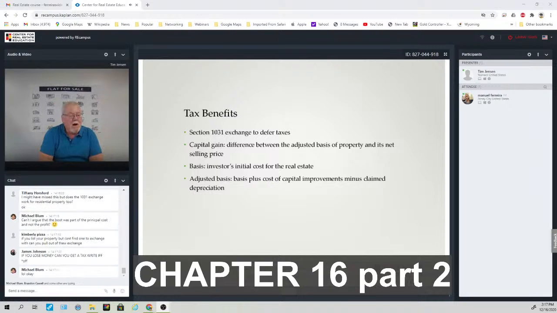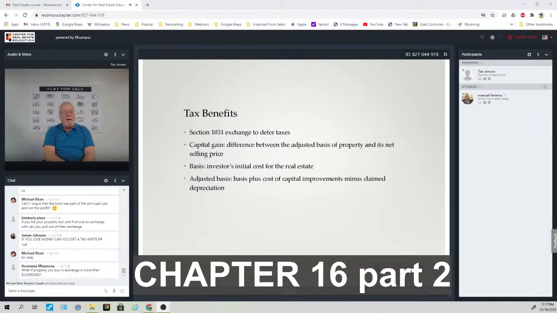If you list your property but can't find one to exchange, what can you pull out of the new? Yeah, what you can do is, if you don't find a replacement property and take possession in 180 days, you can withdraw your property that you're redeeming, so that you do it again a different day. You can withdraw from the exchange. Yes. If you lose money, you can get a tax write-off. Yep. It's always nice to have a loss once in a while.